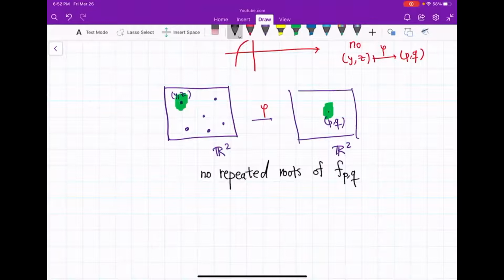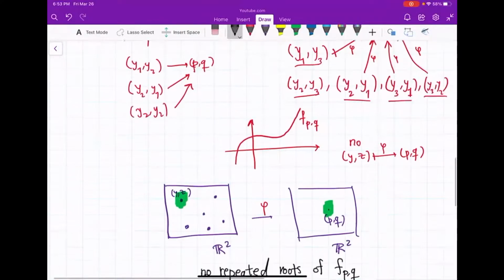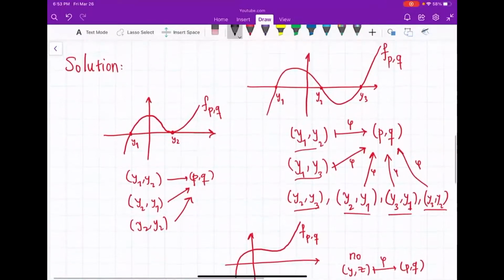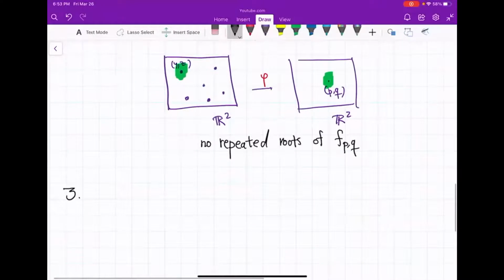Forgive me if I haven't written down anything for part 1 and 2, because I think I gave enough details so you can fill that out on your own. So part 3, I want to show that phi is a diffeomorphism. And for that, I need to know a couple things for my P and Q.